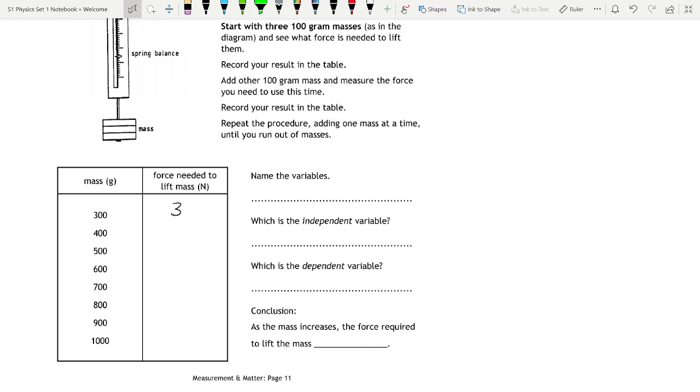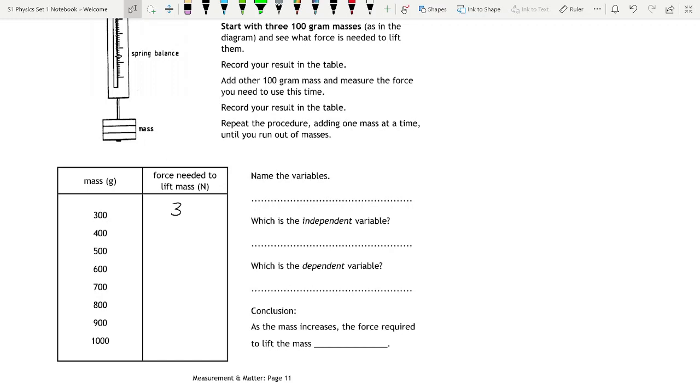And then you're going to add on another one. 400. And read off what it says. Another one. And another one. Another one. Until you get to 1,000 grams, which should be all of them on there. And you're going to write in the table the value that you're reading from that spring balance.